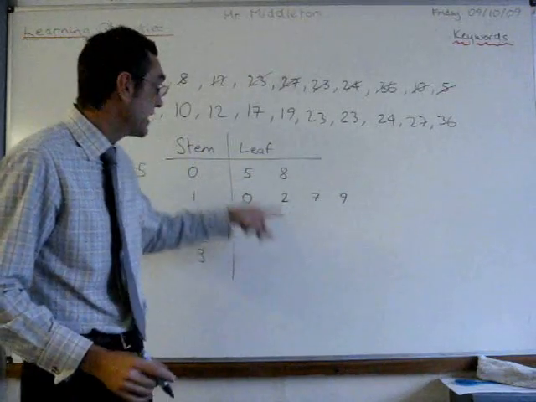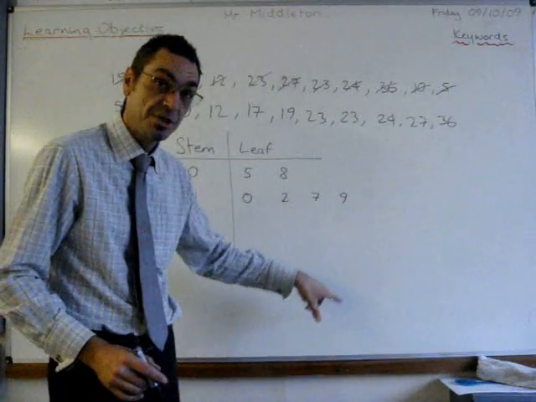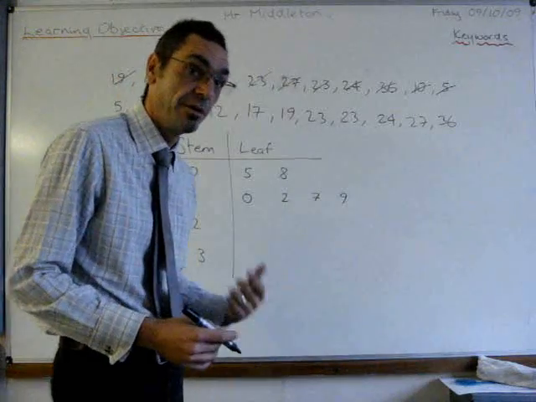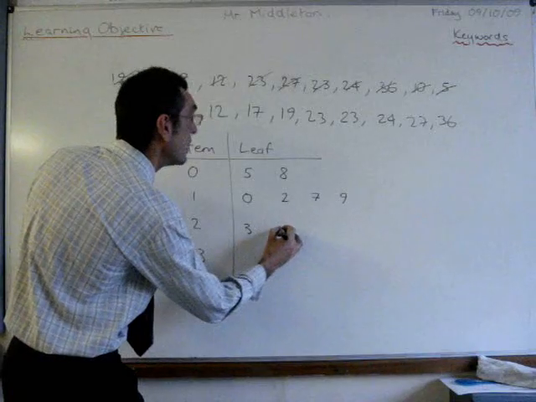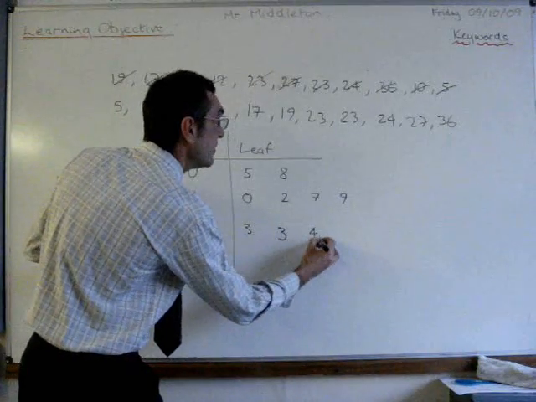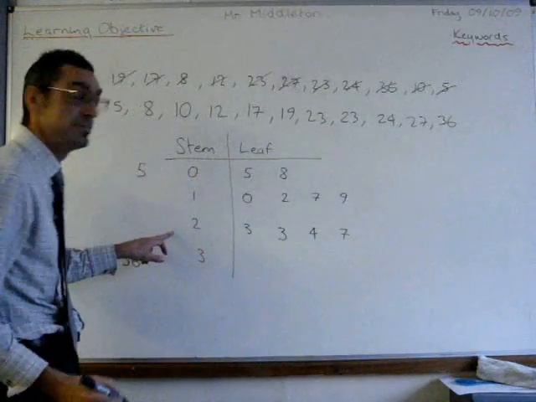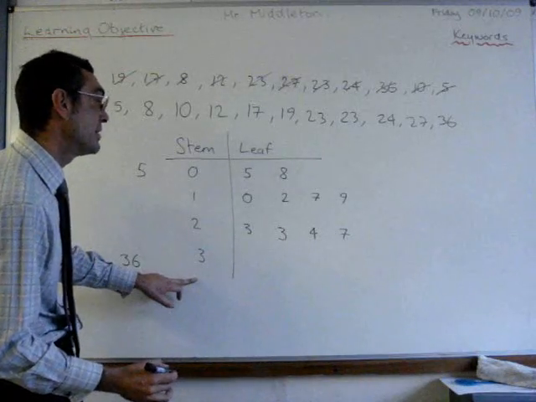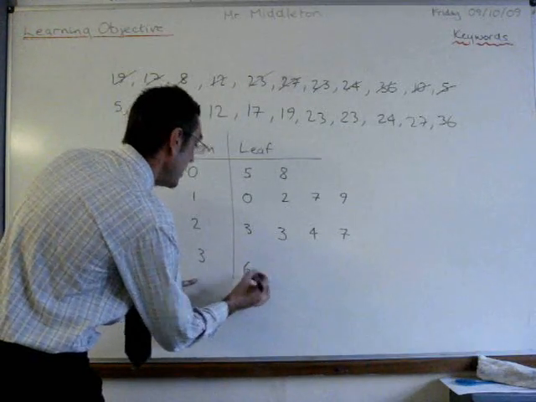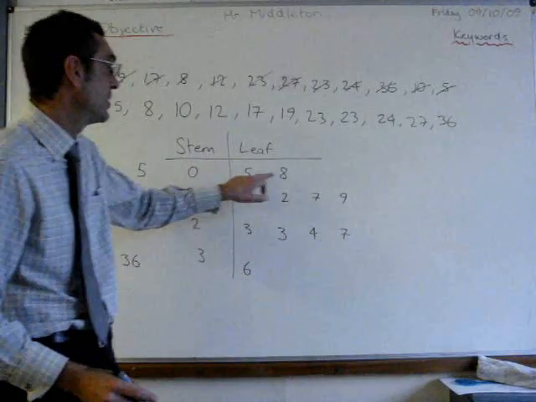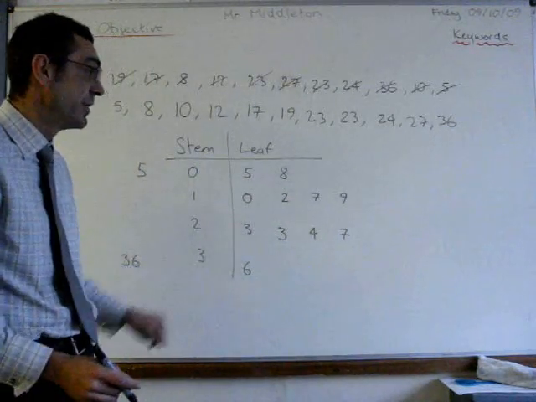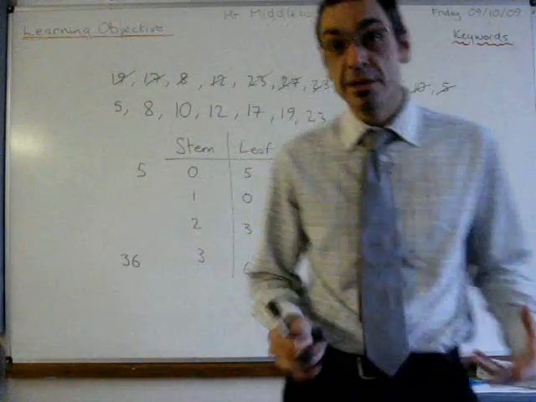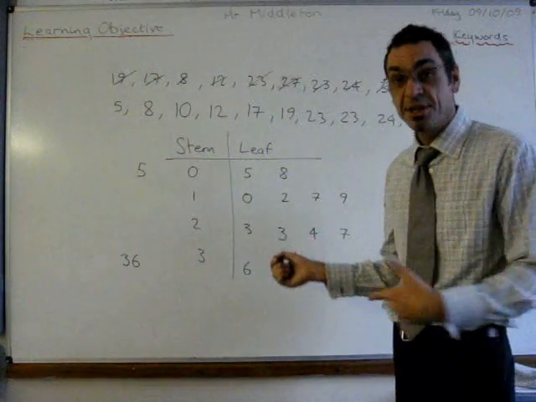Space them out and keep them in columns as well, because it will help you when you look at frequencies and things later on. It's very good practice. So for my 20s, I have 23, 23, 24, 27, and then for my 30s I have 36 there. So just to check, 1, 2, 3, 4, 5, 6, 7, 8, 9, 10, 11 values. They're all on there. The most important thing is a key, otherwise this isn't going to make much sense.